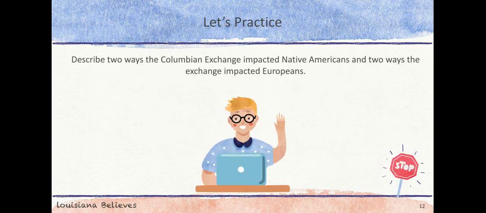Now you are ready to think about how the exchange of diseases, animals, and crops impacted the lives of Native Americans and Europeans. On your handout, list two ways the Columbian Exchange impacted each of these groups of people. Pause the video to record your answers on your handout at the fourth stop sign, then hit play when you are ready to continue.